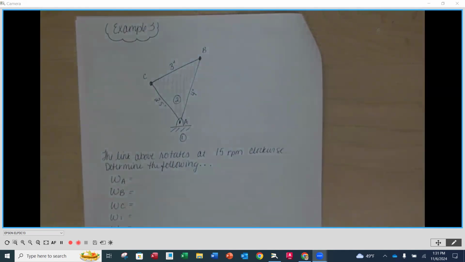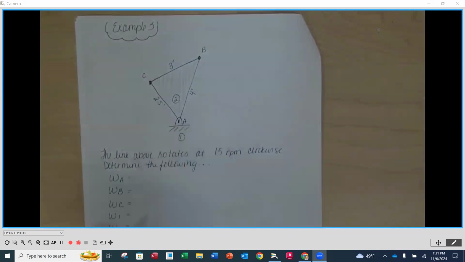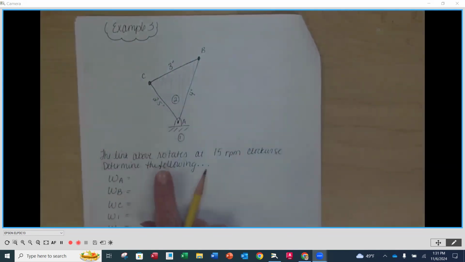We've kind of seen links where we add a little bit of thickness, so this is kind of like one of those triangle links. I identified the endpoints as C and B, and the center of rotation is down here at the frame. And this is link number 2. So it's telling us that this link rotates at 15 RPMs clockwise.